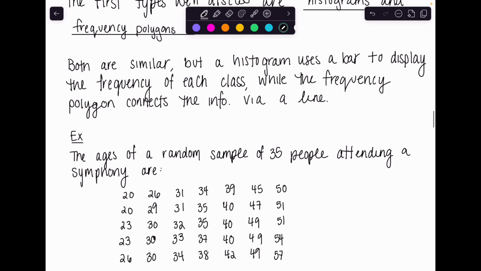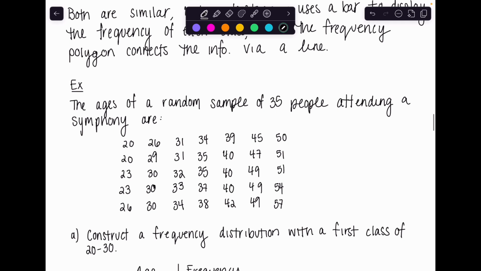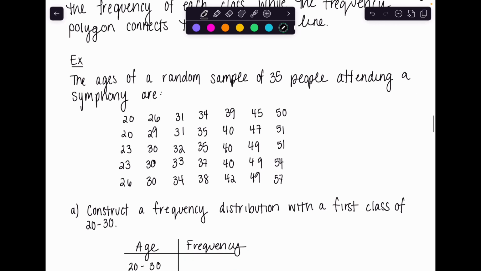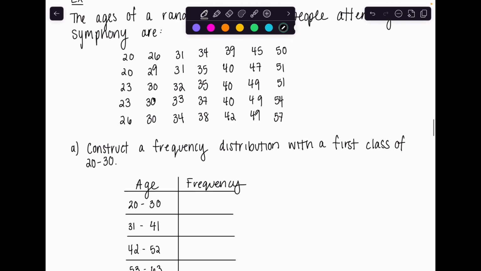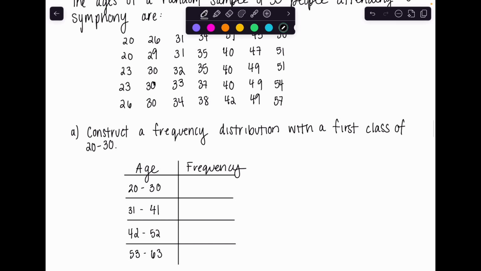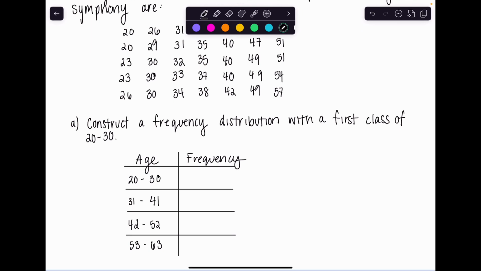But we've got 35 people that attended a symphony, and these are the ages of those 35 people that were chosen at random. First thing we're going to do is construct a frequency distribution with a first class of 20 to 30. In this case, the buckets were already given to us, but just to show you how you would go about creating this, my first group is 20 to 30.